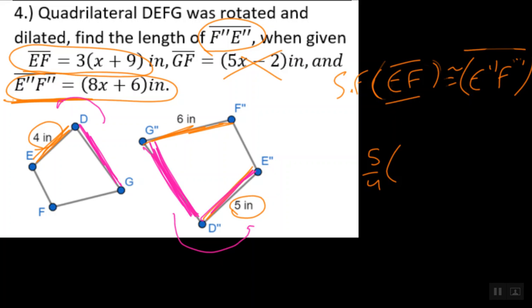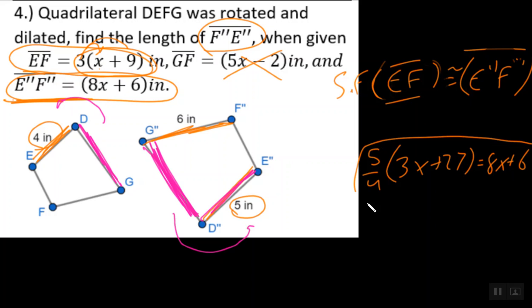Okay, so what is EF? Well, EF is this 3x plus 9. I'm going to distribute: 3 times x is 3x, and 3 times 9 is 27. And now I can set that equal to my E double prime F double prime, which is 8x plus 6. And I am so sorry for that word vomit there. Sorry for getting a little twisted.